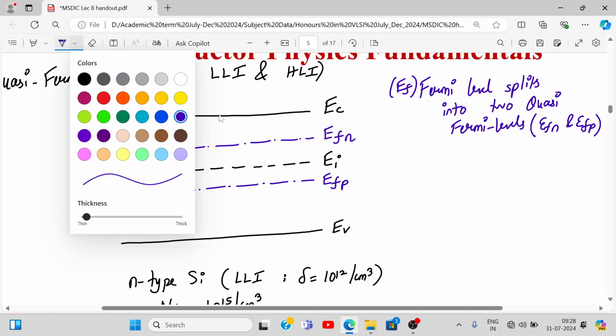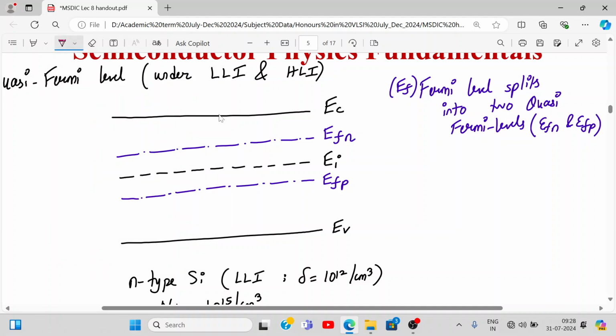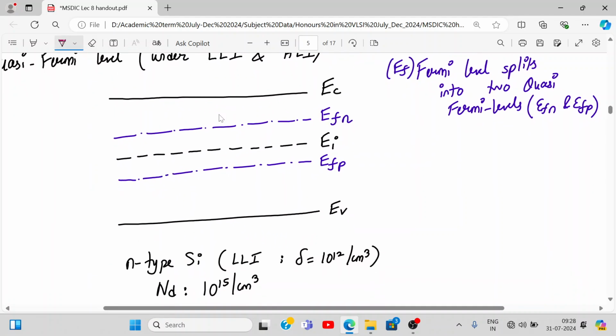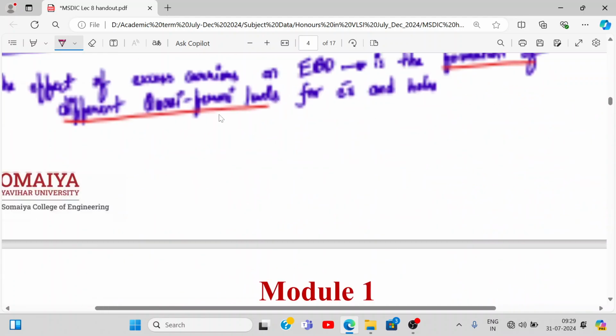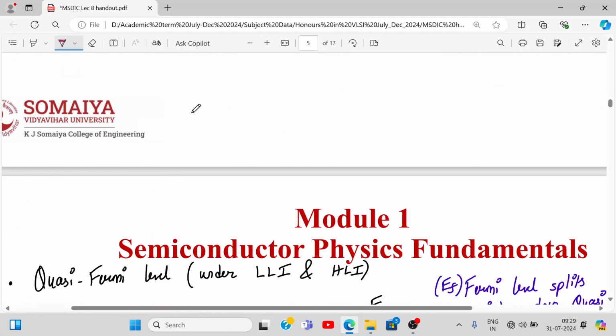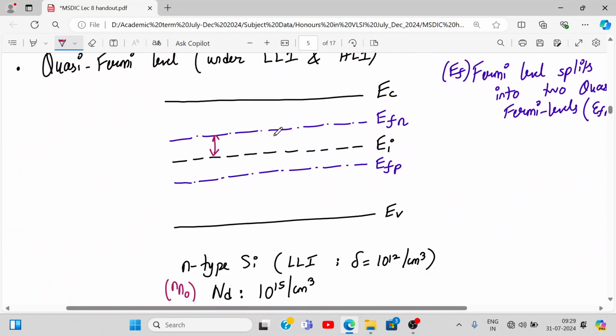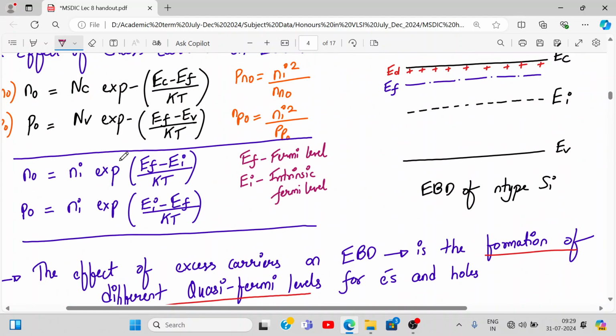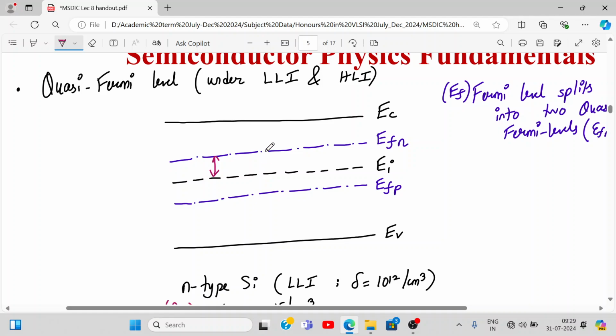Now I'll tell you a really interesting thing. You have written 10 raised to 15. This is basically the majority carrier concentration NNO. So this is this distance. You remember in the formula, NO is equal to NC times exponential of EC minus EF. So this is that EC minus EF. Here, this NO is EF minus EI. So this is that EF minus EI.